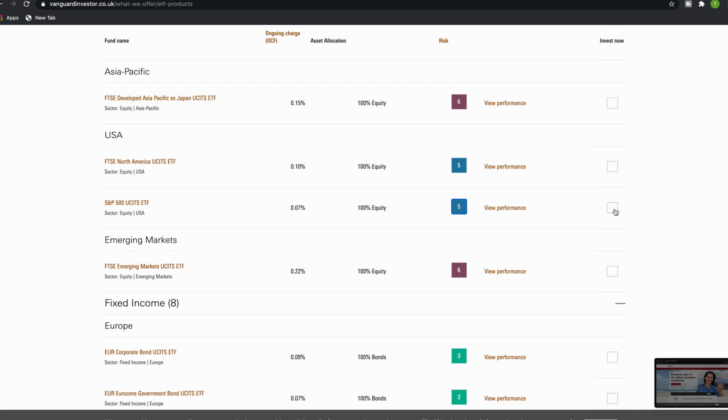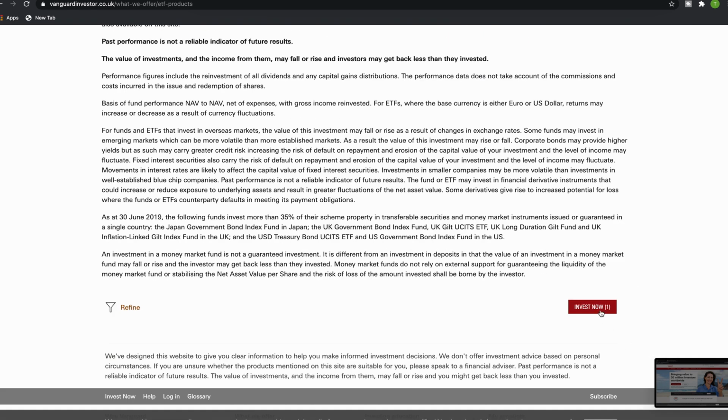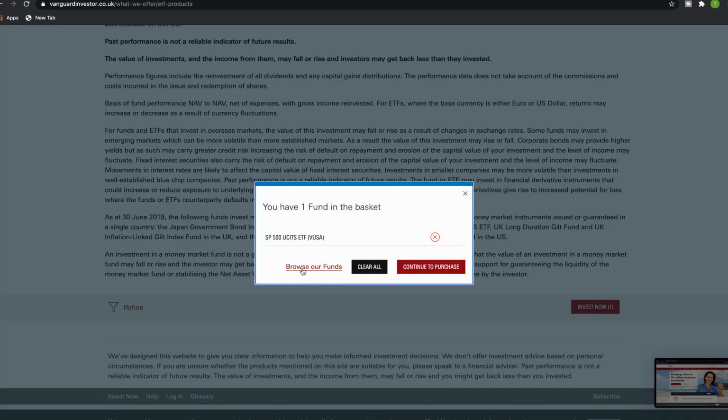So all you need to do here is to click. You click that. You scroll all the way to the bottom. Invest now. You click on that. It tells you that you've got S&P 500 and it's called VUSA, right? That's the acronym for that, or the ticker for that. And you click on continue to purchase.